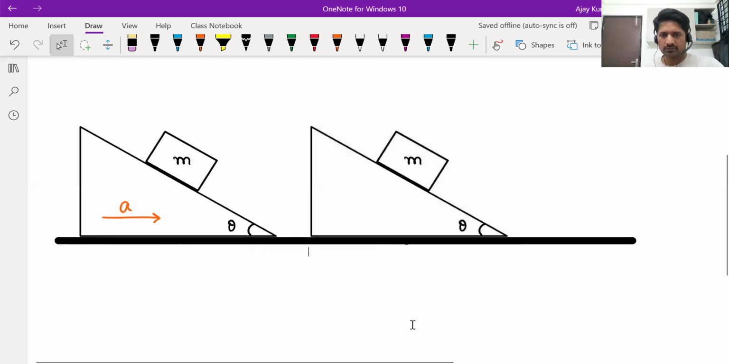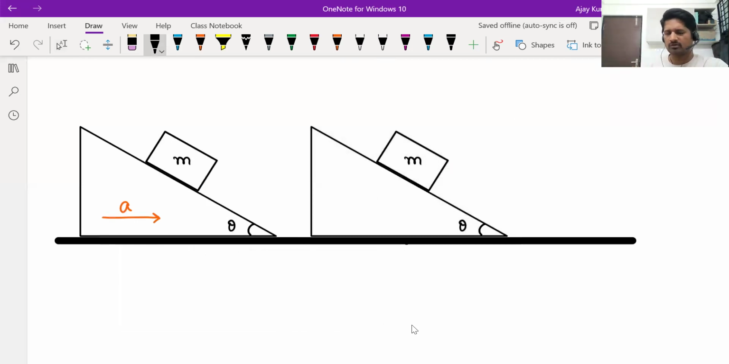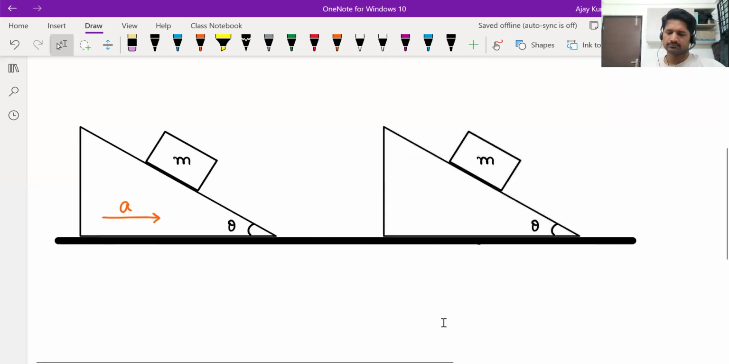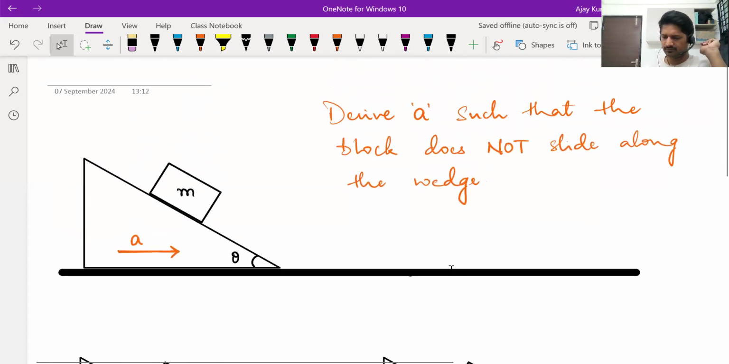So it's possible that the wedge moves forward like this, and the normal force on the block doesn't allow the block to come down. If you generate sufficient normal force on the block, you can overcome the effect of the force which is pulling it down. So that's the idea. This is how the system should move, as seen from ground. Okay, try this all of you. Derive the acceleration such that the block does not slide along the wedge.